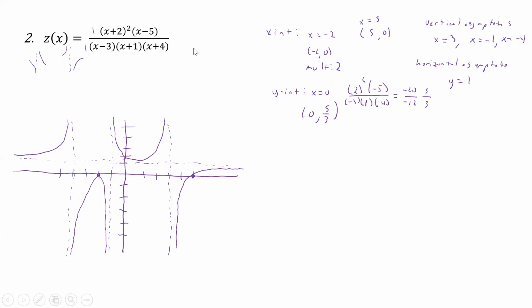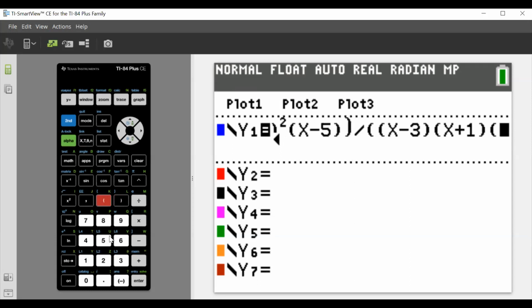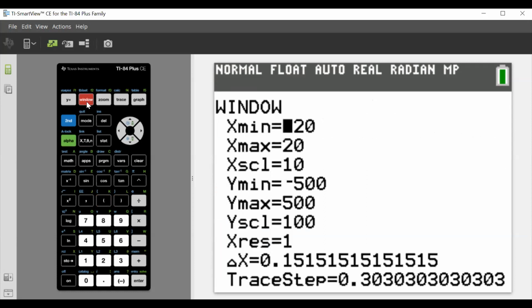Now, if we went and actually plotted it on a calculator, what would we get? So what we have was we would have (x plus 2) squared times (x minus 5), oops, 5, not 4, and then in parentheses divided by (x minus 3)(x plus 1)(x plus 4). And our window, I don't know, it's not going to be super big, so let's go from negative 20, that's fine. Let's see what we have.